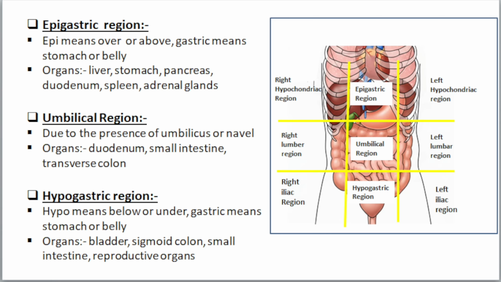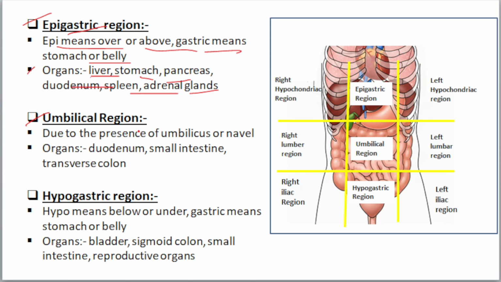Then in the middle portion, the epigastric region, where epi means above or over, and gastric means the stomach or belly. So this region is present above the stomach. The organs include the liver, stomach, pancreas, duodenum, spleen and adrenal gland. These are included in the epigastric region.